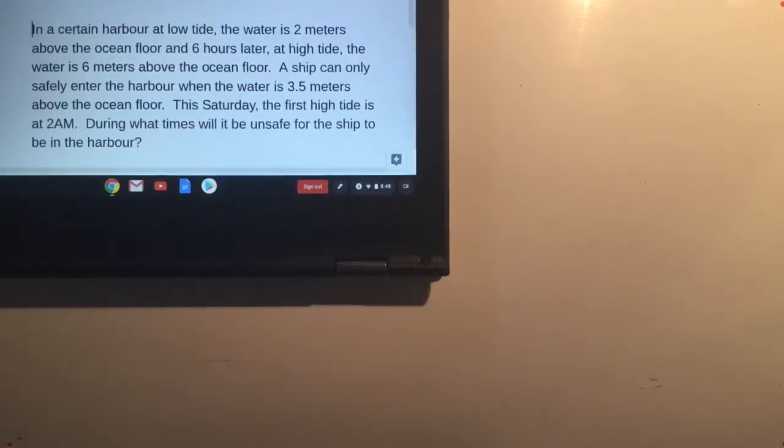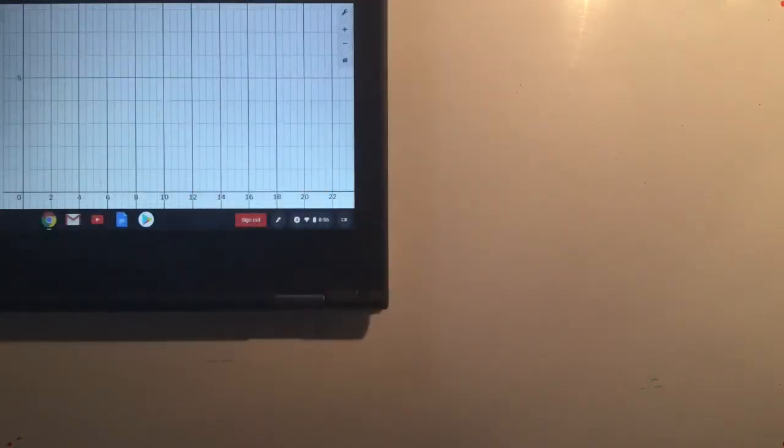Today we're going to be working on applications of trig functions. Pause your video now and have a read of this question. We're going to need to create an equation for this model, but first we're going to graph it just to see what it would look like.